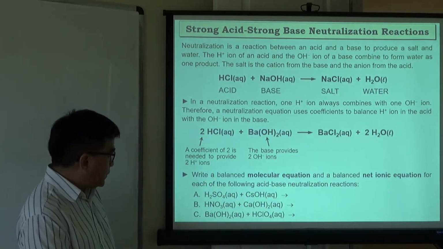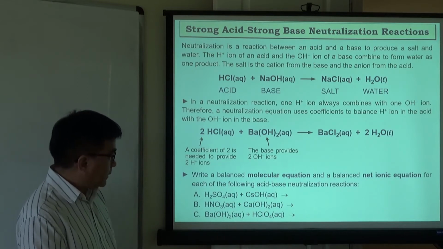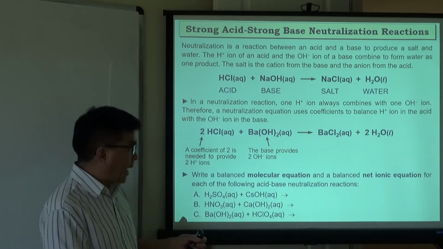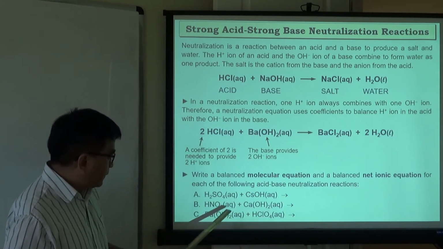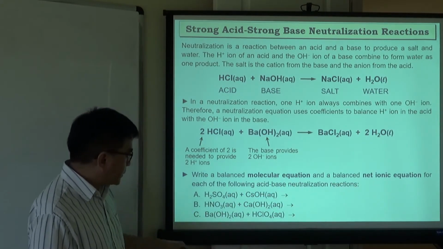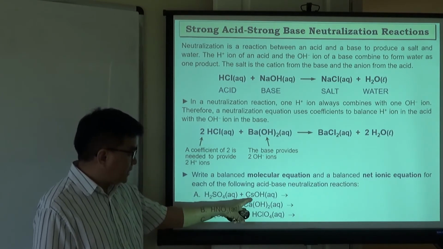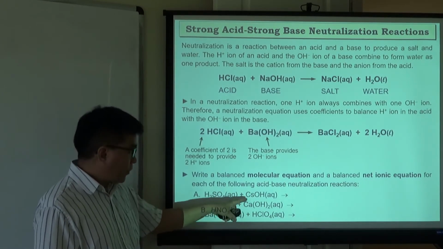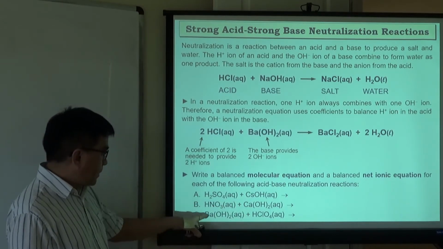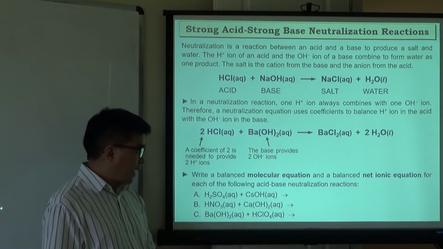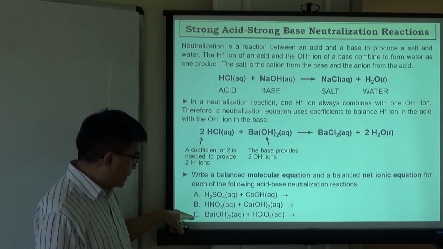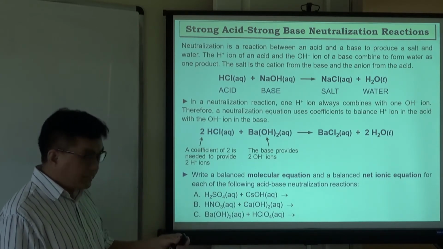Okay, so let's do some acid-base problems, writing a balanced equation and net ionic equations. Okay, so for these reactions, write a balanced molecular equation and a balanced net ionic equation. So here you have sulfuric acid and cesium hydroxide, that's a strong acid and strong base. Nitric acid, that's a strong acid, and this is a strong base. Okay, and barium hydroxide, that's a strong base, and a strong acid. Okay, let me do A and B for you and show you how to do that, and then you can go ahead and do C for yourself.